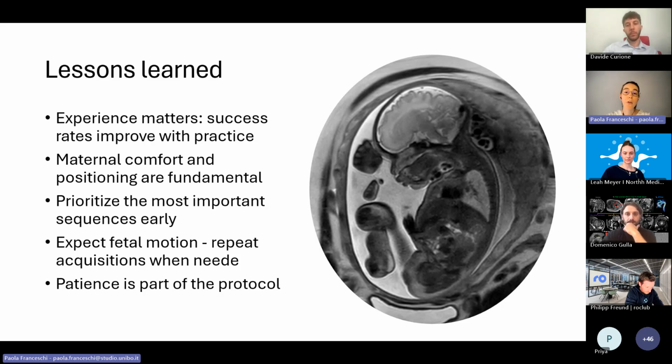It's also important to prioritize the most relevant sequences early in the exam. And when it comes to fetal motion, it's something that we should expect rather than fear. Sometimes repeating sequences is simply part of the protocol. And finally, patience is essential. It really becomes part of the protocol itself.